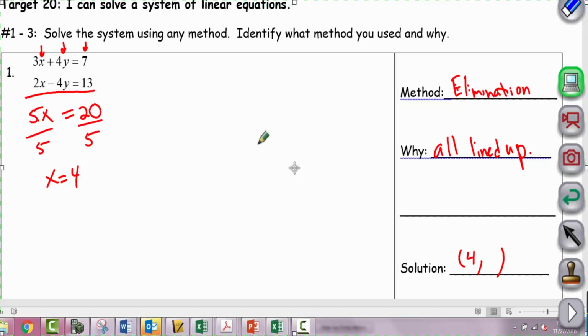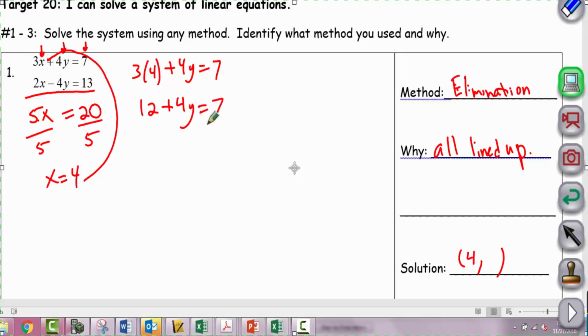Once we know what x is, then we take that x and we plug it into either equation. It doesn't matter which one. And we then solve for y. So I plugged into the first equation because they're both about the same difficulty. So it doesn't really matter too much which one I choose. And now I'm going to solve for the y.